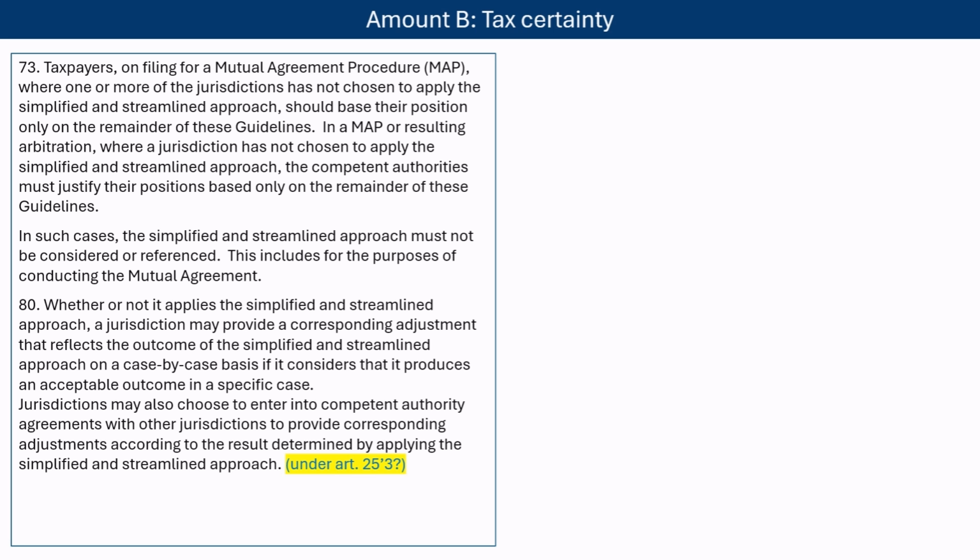So when you file a MAP because one of the states made an adjustment which you think is not in line with the articles of the treaty, then the other tax authorities can look at the case and say, you know what, we're not going to go to MAP, we're simply making a corresponding adjustment because we agree with the first jurisdiction, and then the corresponding adjustment will then have to be in line with amount B, right? And if the other country doesn't agree with that, or if it doesn't apply, then you can't do this.